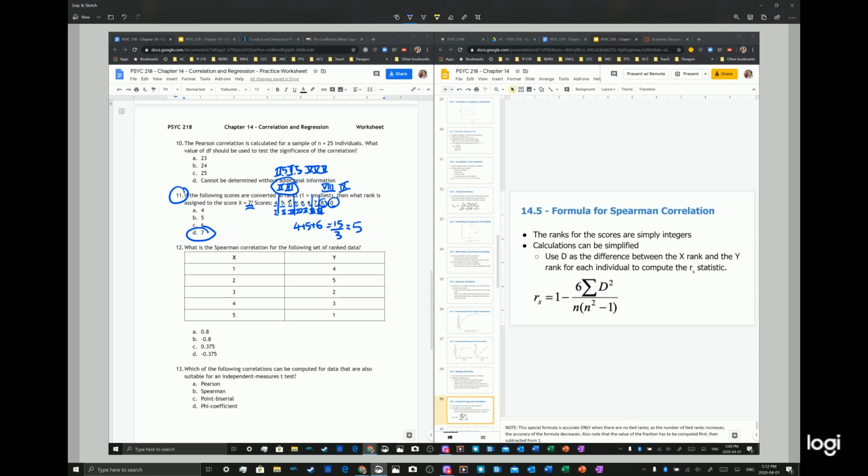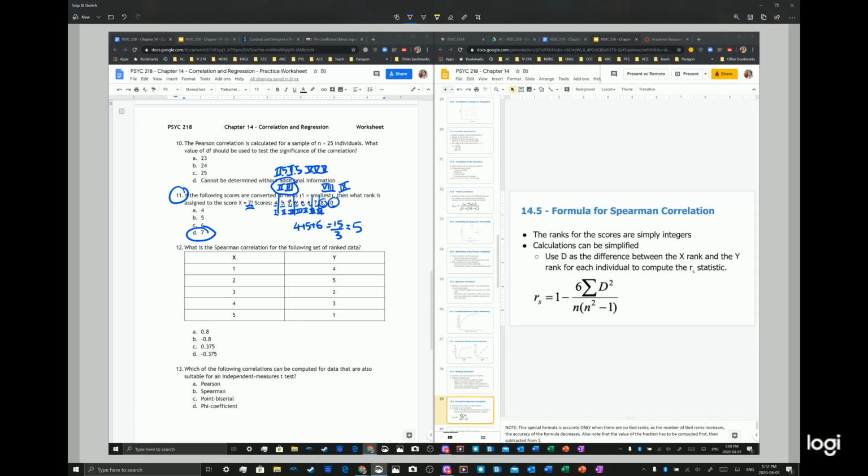Now, number 12 is the important one. We're going to calculate the Spearman correlation for this set of ranked data. And these scores, by the way, are ranks, not numbers anymore. So that's our first step done.